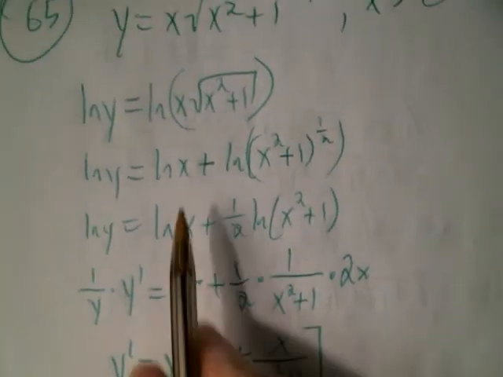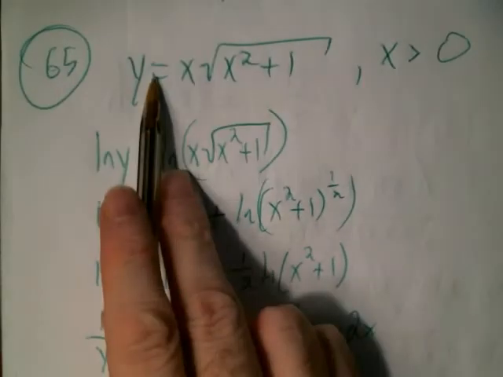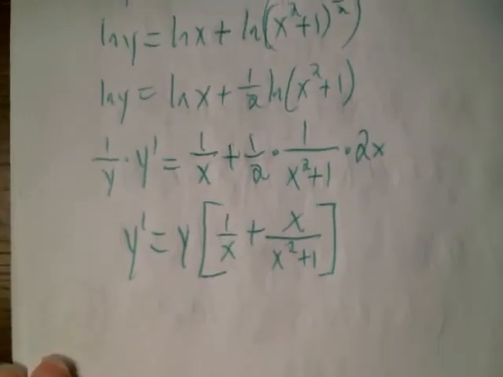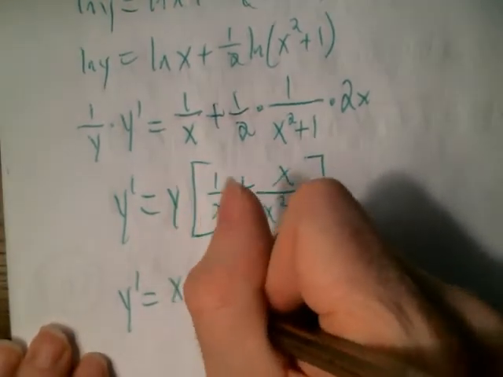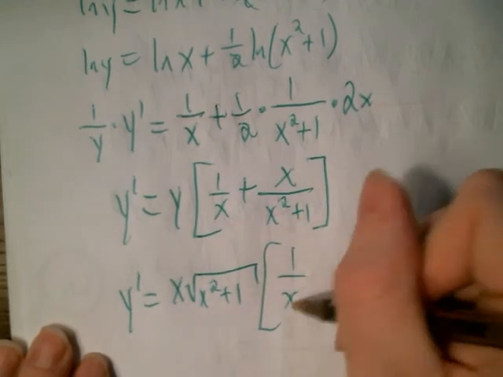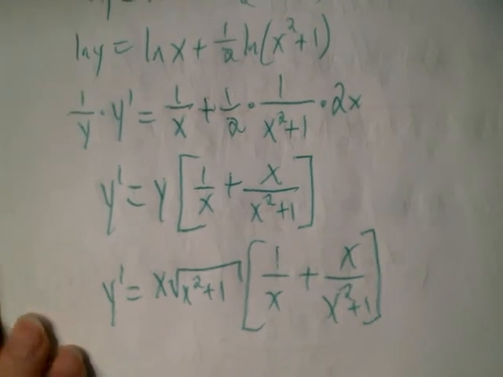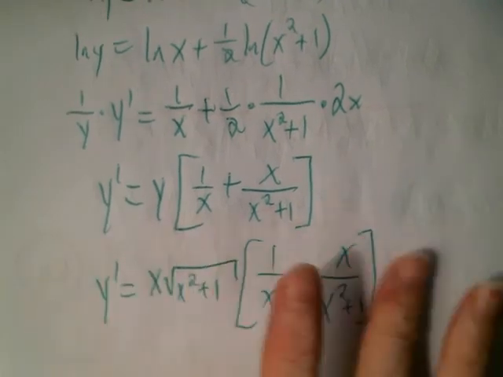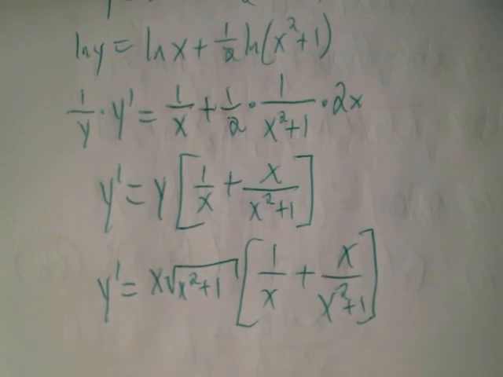And then we can actually get this in terms of x. If we back substitute this expression for y into here, we end up with our final derivative. y prime is x times the square root of x squared plus 1 times 1 all over x plus x all over x squared plus 1. You can distribute, make it look real pretty, but that really does the job, I think. And we'll leave it there.